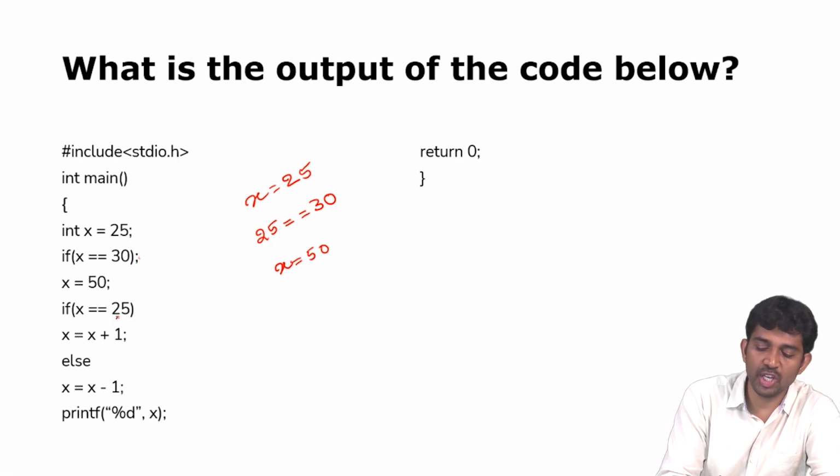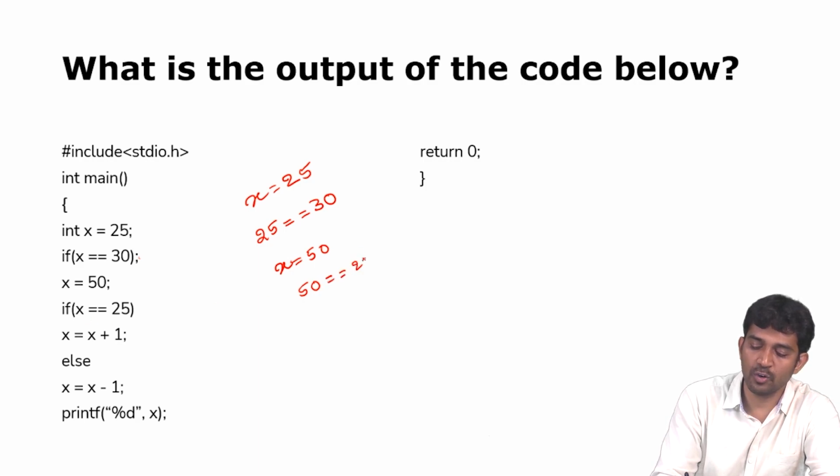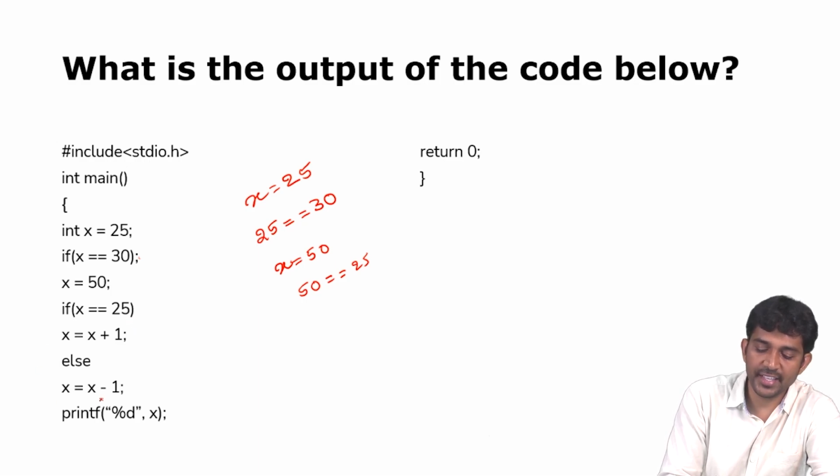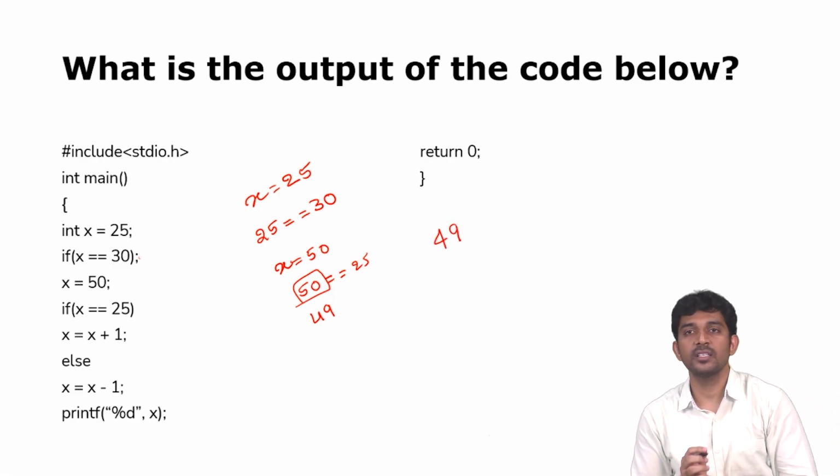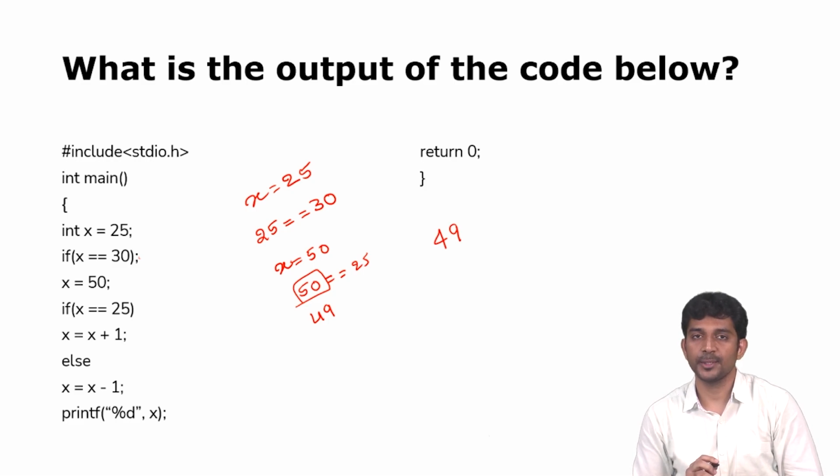Now, if x equal to 25, now see, they confused. If the x value is 50, is it equal to 25? Condition false. When the condition is false, it comes to here, x equal to x minus 1. What is the x value? The x value is 50. X equal to x minus 1 means the value goes to 49. Then the result is 49. Got it? The result is 49.